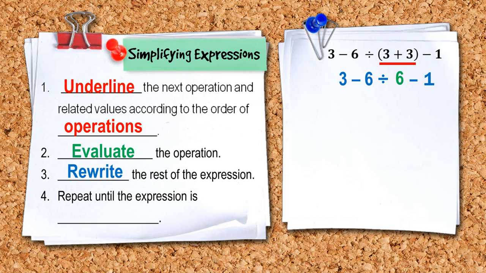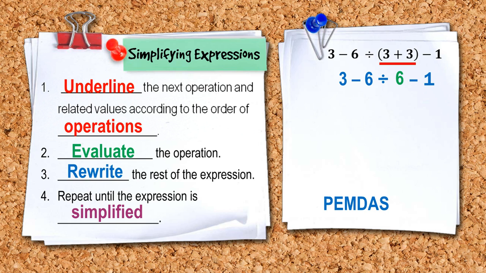You're going to repeat this process until the expression is completely simplified, meaning it's down to one single value answer. So I'm going to underline, evaluate, and rewrite until I have one answer. Sometimes it helps to write out the word PEMDAS on your paper and cross out each step as you accomplish it. So I've taken care of all the parentheses.